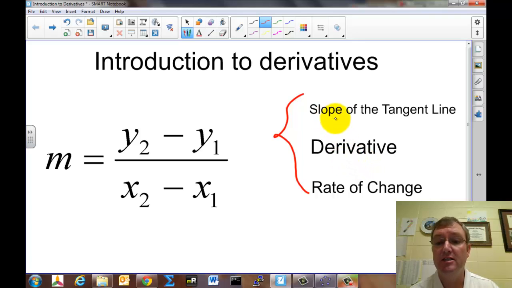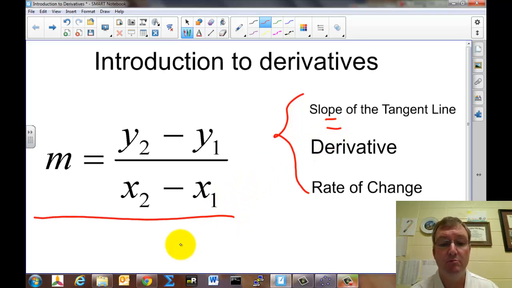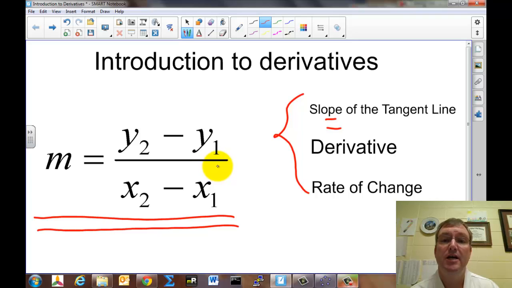Derivatives are related to slope that you've already learned about in algebra. This is the formula that you probably remember for finding the slope of a line. The slope is y2 minus y1 over x2 minus x1. And if you remember, we found this by finding 2 points that are on the line, and we would take the y coordinates and subtract them, take the x coordinates and subtract them, and divide, and we would call that the slope of the line.